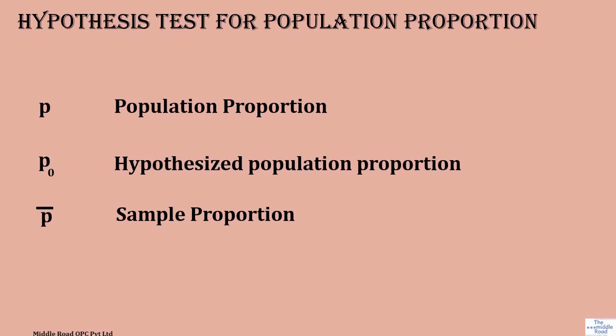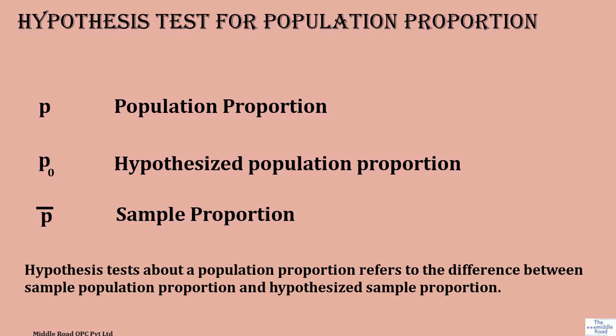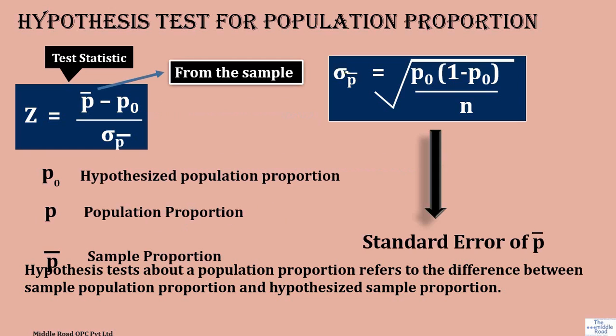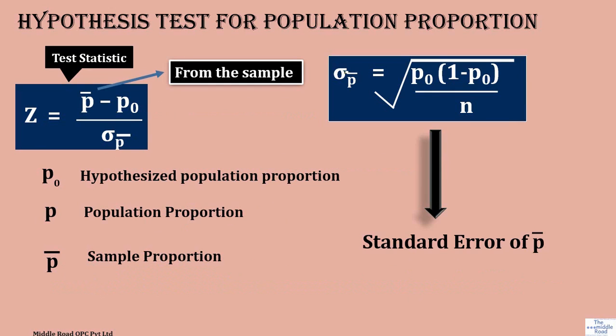When we look at hypothesis testing for population proportion, you have P. What is the population proportion? Usually the population proportion is not known, and we have a hypothesized population proportion, which will be given as P0. Then you have a sample size, and from there you derive a sample proportion, which is given by P bar.